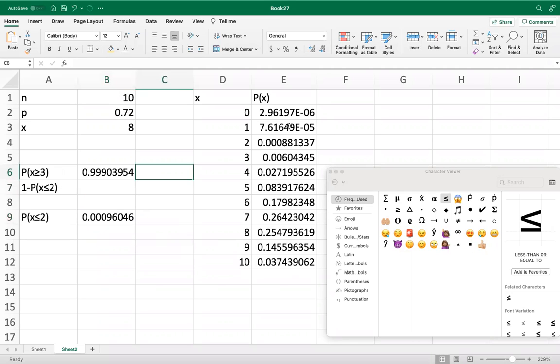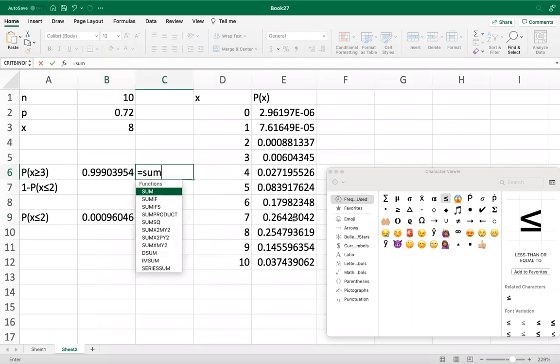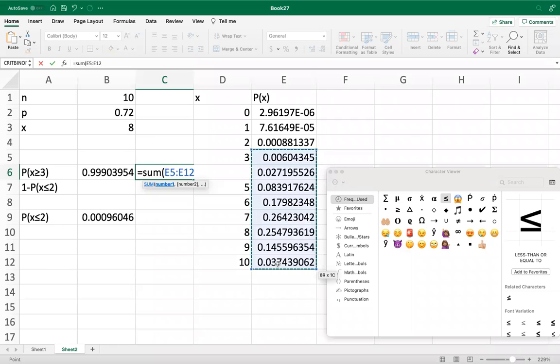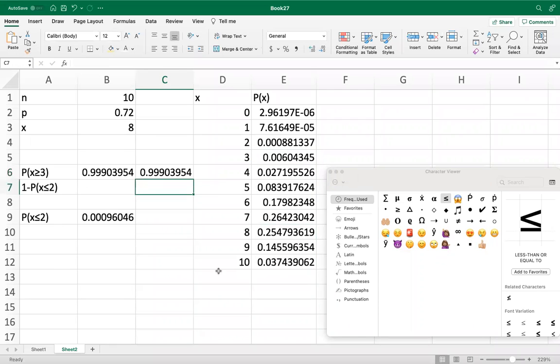And since we already have the entire distribution here for us, let's just see if it's true. So equal to the sum of these values, from 3 and up. And there we go. Those two numbers are exactly the same. It's exactly what we needed here. And that's what we have there. So the probability of X being greater than or equal to 3 is 0.999. Could just say that.